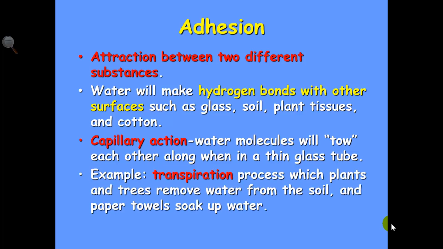Excuse me. The example is transpiration. It's a process in which plants and trees remove water from the soil. So you know how when you water a plant, sometimes you put water on the leaves and everything, but the plant is getting the water from its roots. It's soaking up the water from the soil all the way up into the stem and everything. That process is called transpiration.